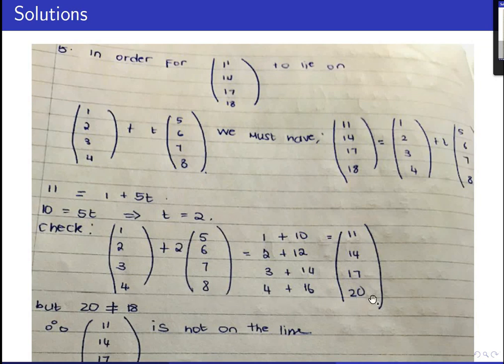But 4 plus 16 is 20, which is not equal to 18. So there is no unique value of t that satisfies this equation. So we can say that the point does not lie on the line because we cannot find a unique value of t.